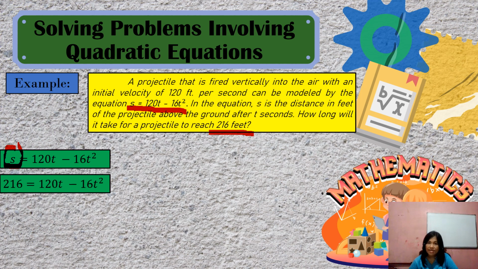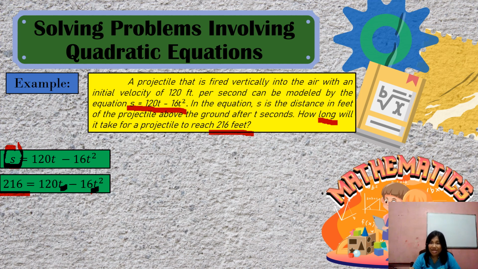Ngayon, dahil tinatanong tayo kung how long, ito yung tinatanong sa atin. So, ibig sabihin, it's the value of t na kung saan, yung time, na kung saan yung projectile is nasa 216 na distance. Okay? So, very easy. What are we going to do here?